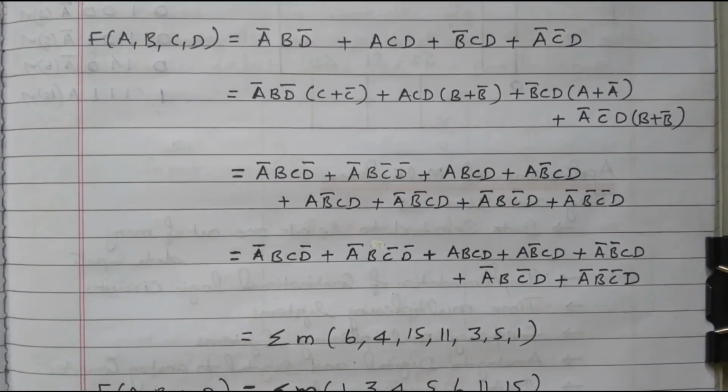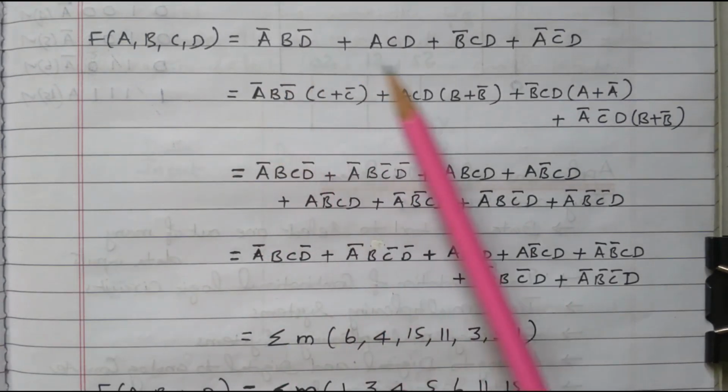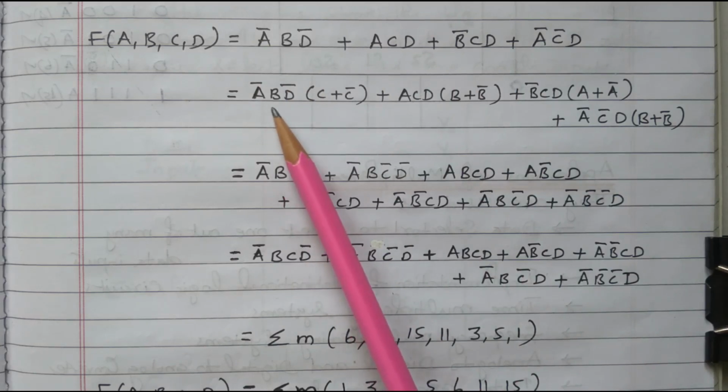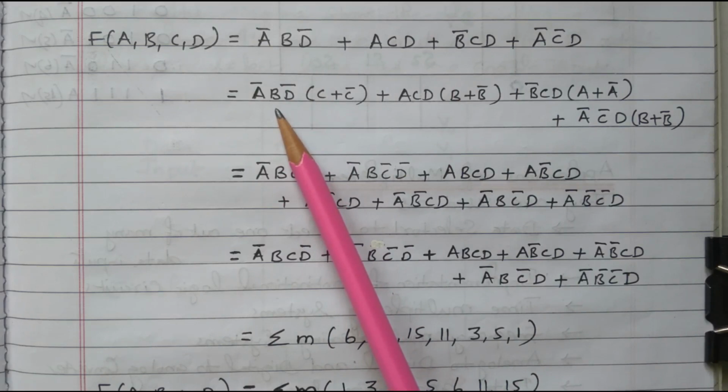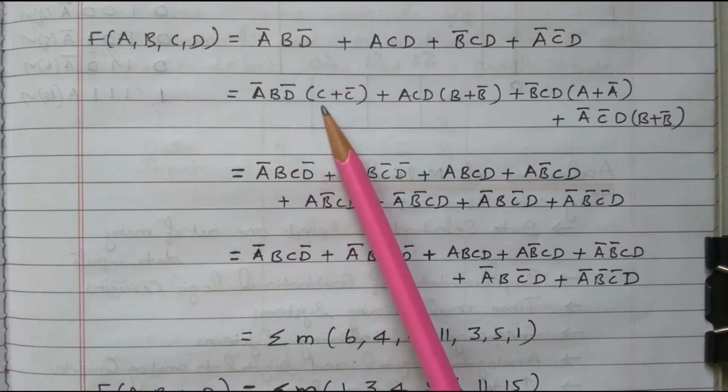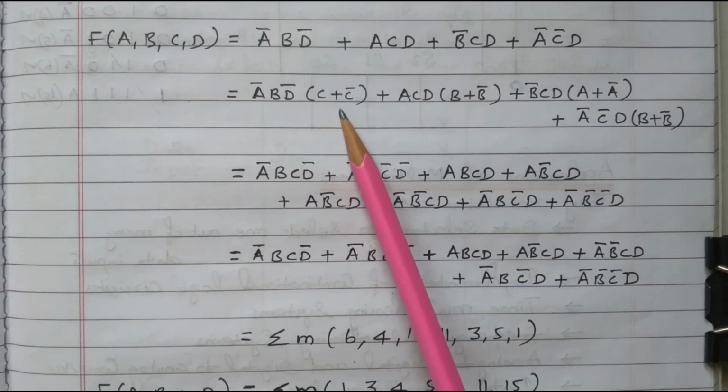How to make it in the standard form? So this is the given Boolean function. A bar b d bar is the first term. Here c is missing, so that is multiplied with c plus c bar. What is the value of c plus c bar? C plus c bar is 1. So the original value will not be affected.